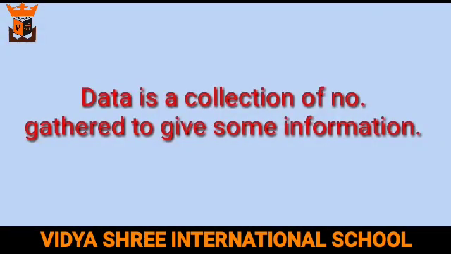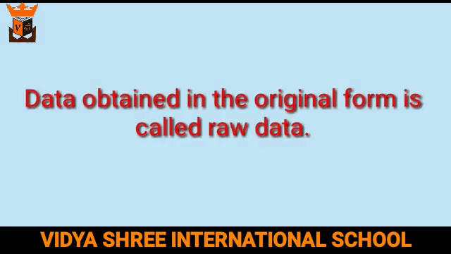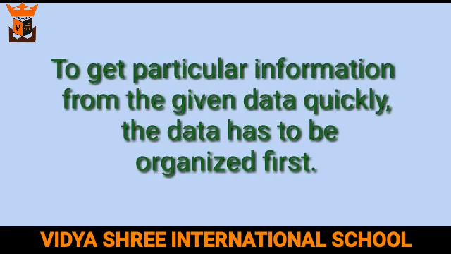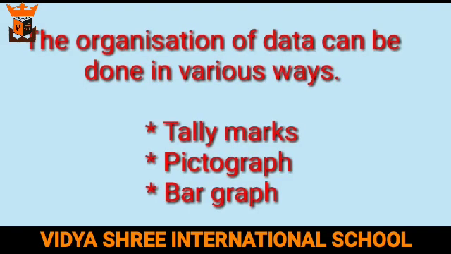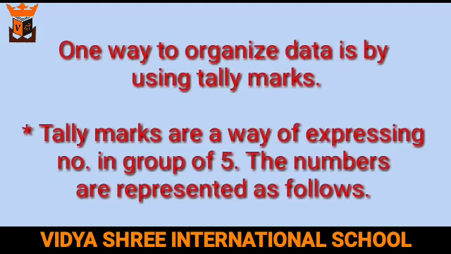Data is a collection of numbers gathered to give some information. Data obtained in the original form is called raw data. To get particular information from the given data quickly, the data has to be organized first. The organization of data can be done in various ways. One way to organize the data is by using tally marks.